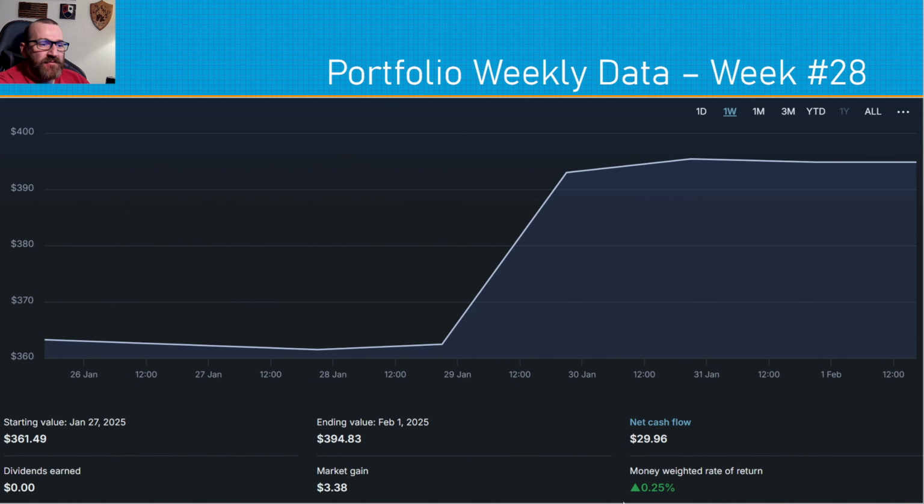So currently for that 1 week, we have a money weighted return of 0.25%. We have a market gain of $3.38, and we have no dividend earned for this week. So that is the weekly data for week 28, from January 27th to February 1st.